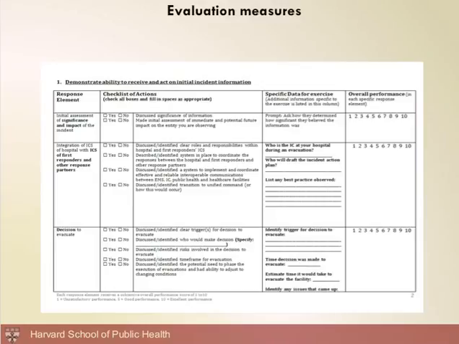The fourth column of the evaluation form is titled Specific Data for Exercise. Prompts are included that can be used by the evaluator to further assess an action. This allows an evaluator to provide data specific to the agency being evaluated, for example, information on who served as the incident commander.